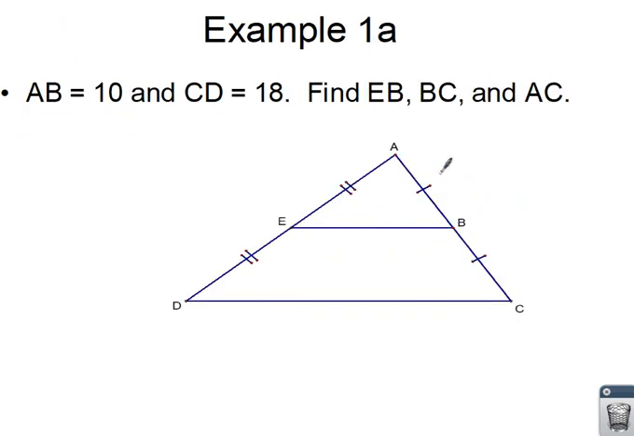All right, AB is 10, CD is 18. We want to find EB and BC and AC. So EB is parallel to DC, or CD as they named it, so it would be half of that, so it would be 9. BC has the same markings as AB, so it would have to be 10. And then AC is the entire segment, so that would have to be 20 because it's 10 plus 10.